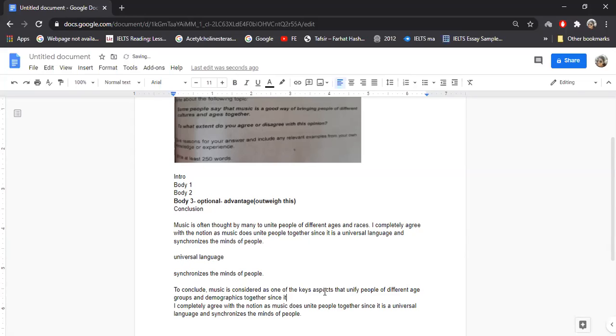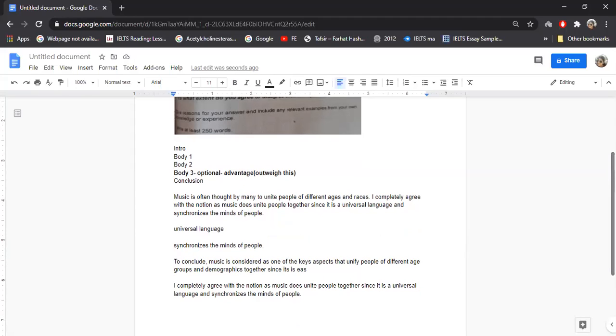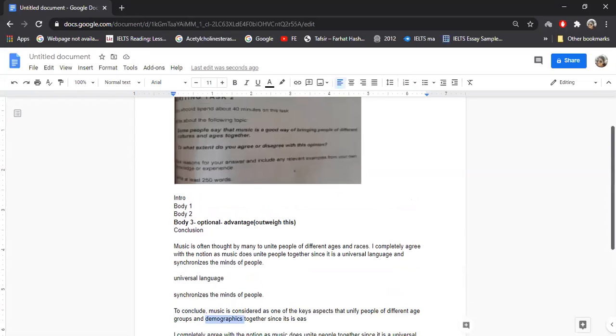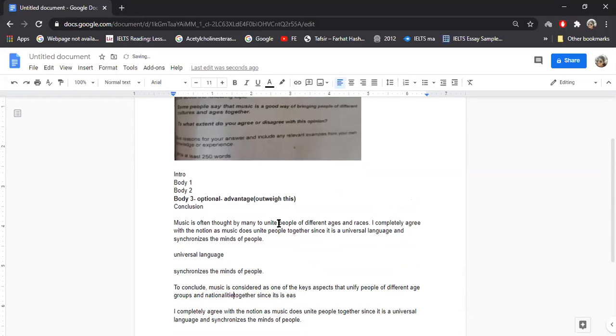since it can. Do we write demographic instead of culture? Here they're saying cultures. I think we can, because when they're saying culture, cultures are based on demographics, isn't it? Yes. If you think strongly, why not? That unify people of different age groups and demographics together, because for demographics you can use nationality or different nations. Yeah. Or different nationalities. Different age groups and nationalities. In fact, it's a better word, because I was already talking about how exactly they're divided demographically. Nationality is more of a synonym of culture. Okay. So music is considered as one of the key aspects.